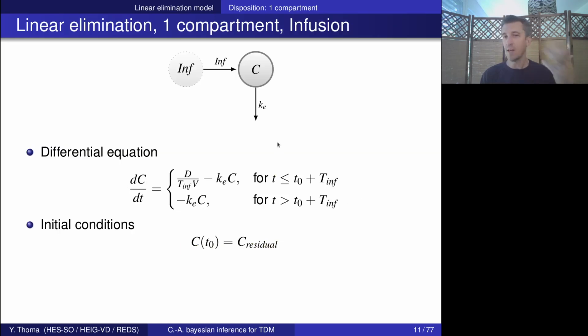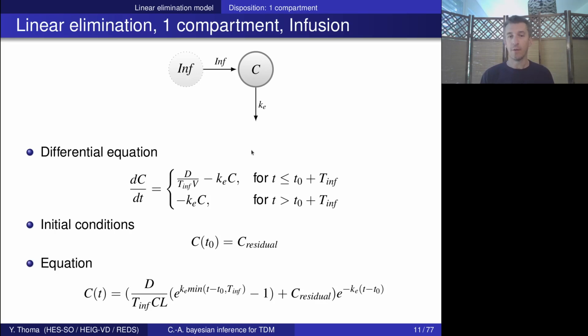We can do the same kind of exercise with the infusion. With the infusion, the idea is that for a certain period of time you would give an intravenous drip. So for a certain amount of time we add some drug within the blood. At the same time, the drug that is already in will be eliminated, and after this time of infusion, we will just let the amount of drug decrease.